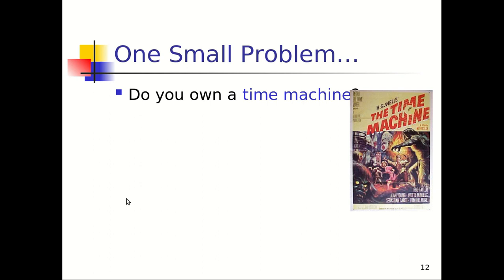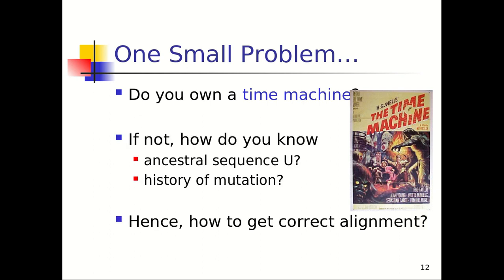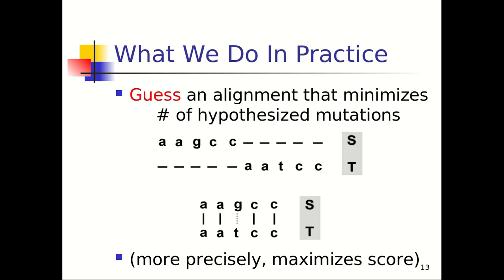Now this is going to bring up the problem: how do you know the ancestral sequence and the history of mutation? Hence, how do we get to the correct alignment? Well, this is not as easy as they make it sound. It's actually quite difficult to do this, and most of them that are done are, in my opinion, probably wrong, but at least you can get close, maybe. So yes, this is correct. You guess.